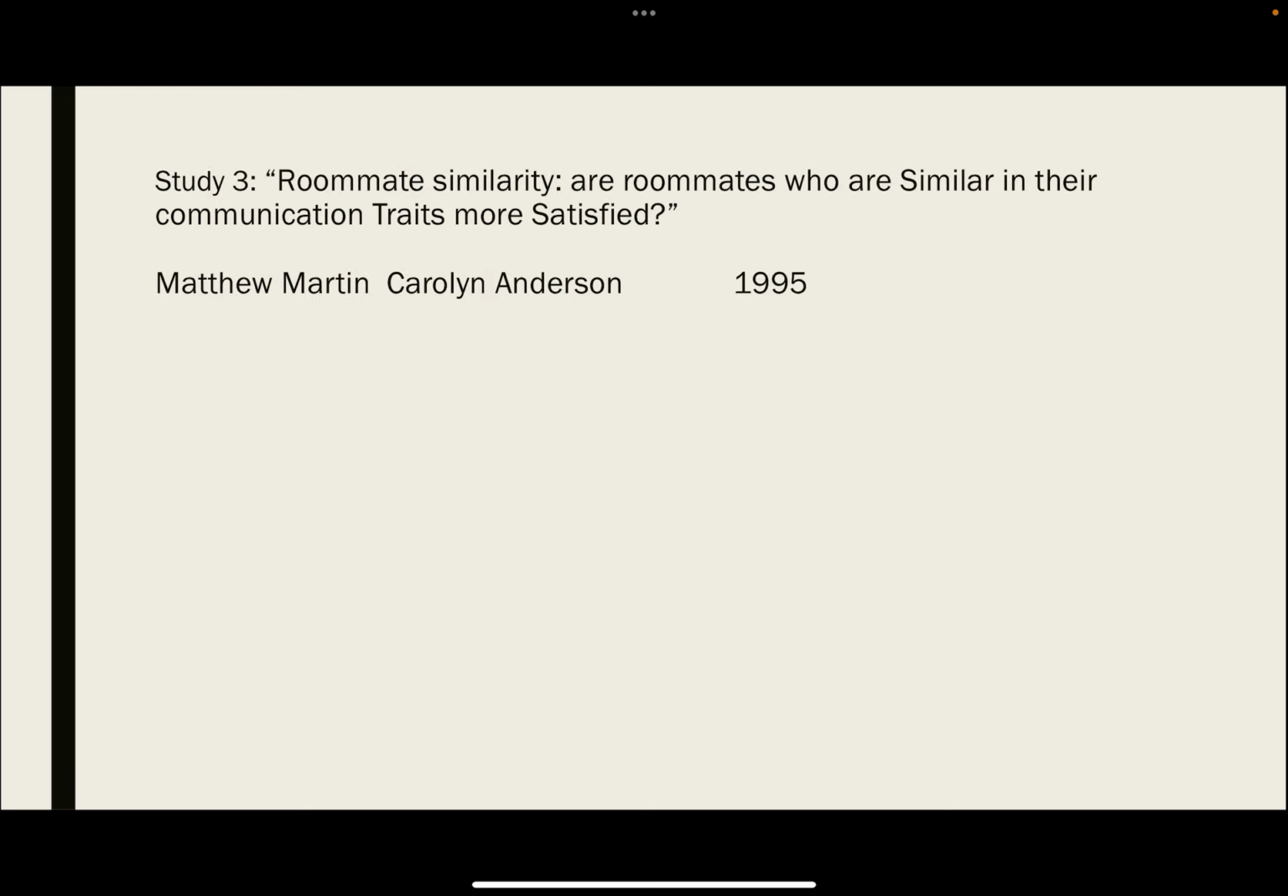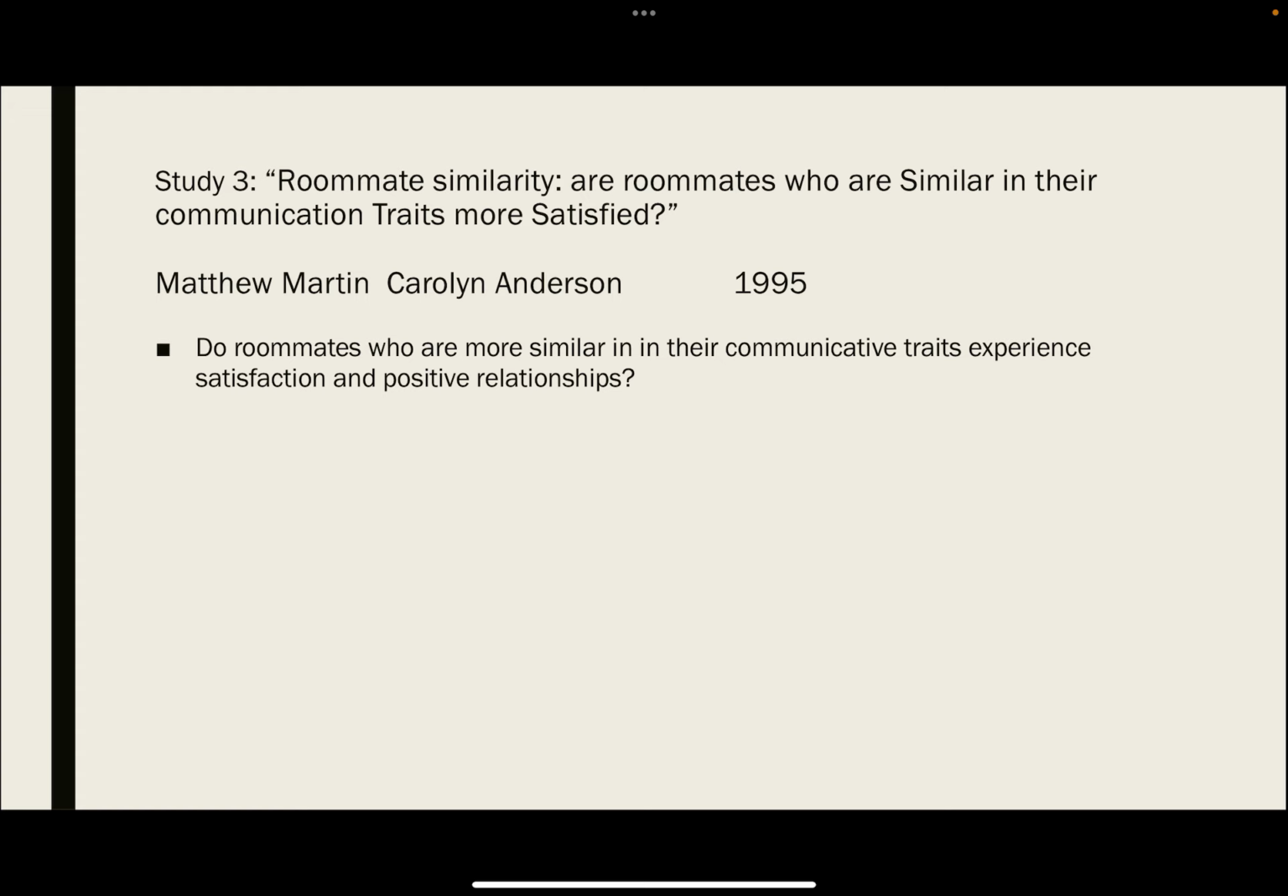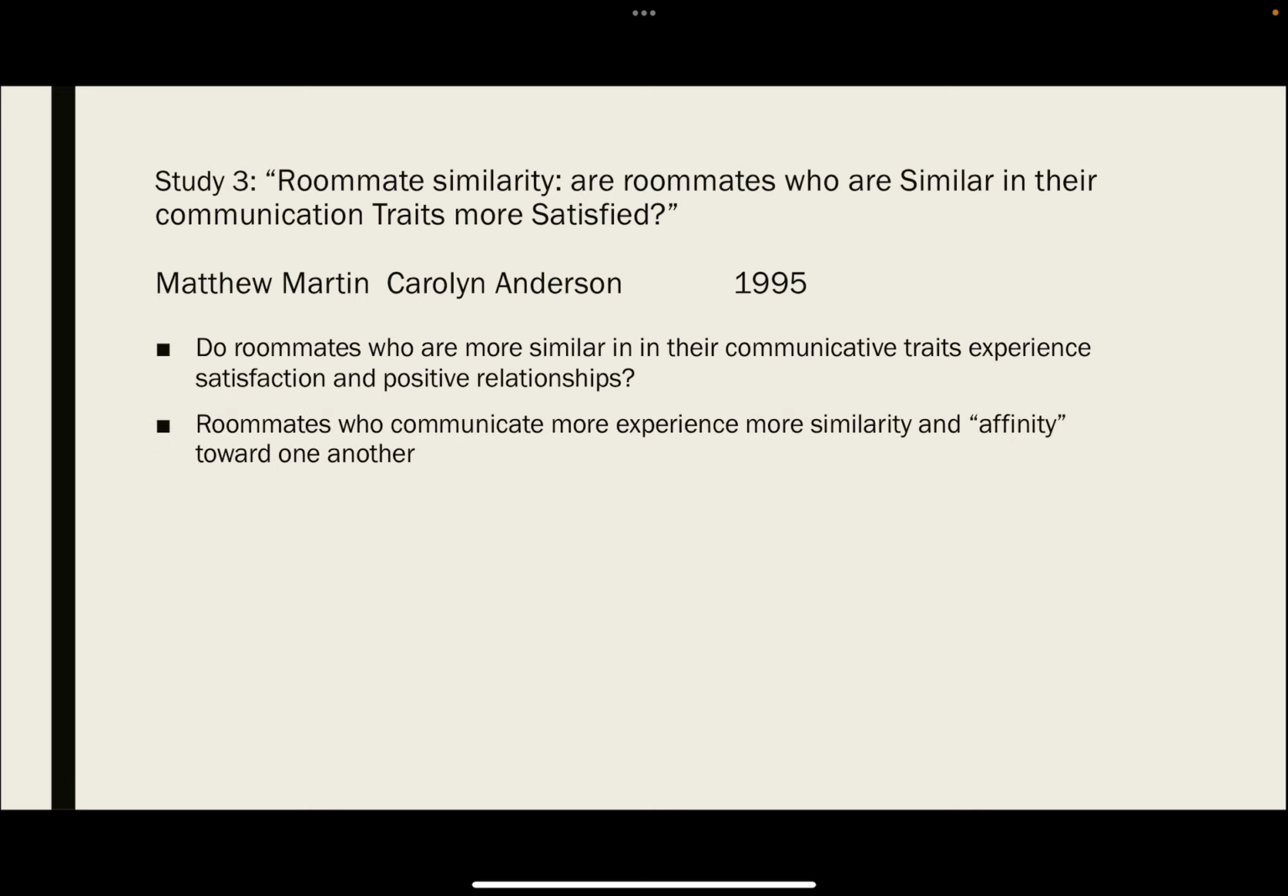Study 3: Roommate similarity. Are roommates who are similar in their communication traits more satisfied? The question that this study aims to ask is, do roommates who are more similar in their communicative traits experience satisfaction and positive relationships? Roommates who communicate more experience more similarity and affinity or liking towards one another.